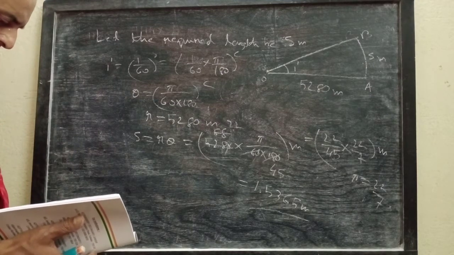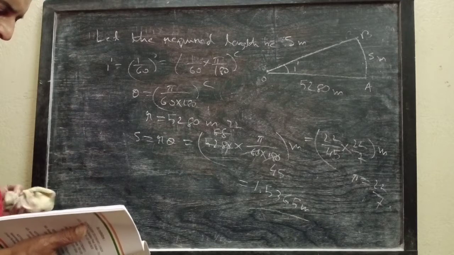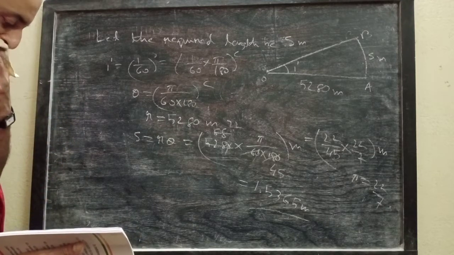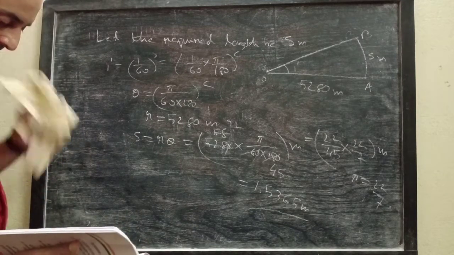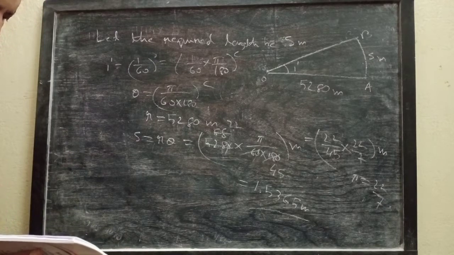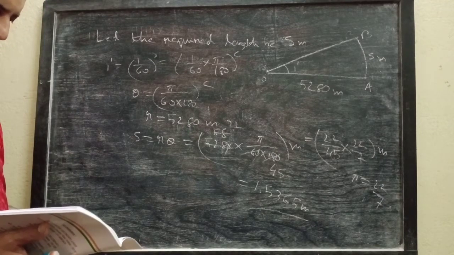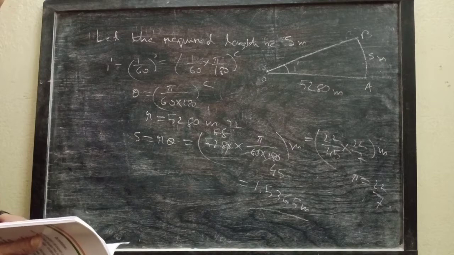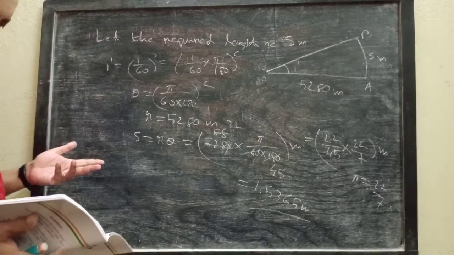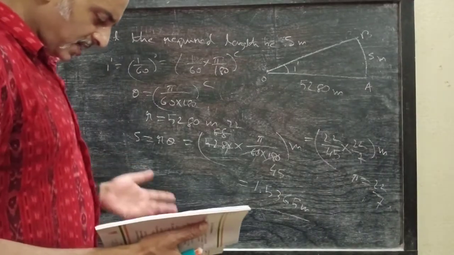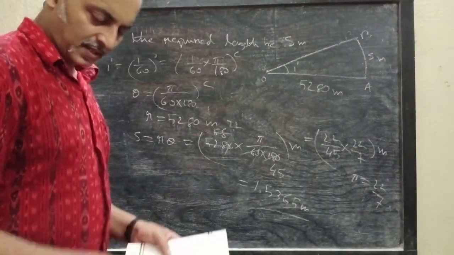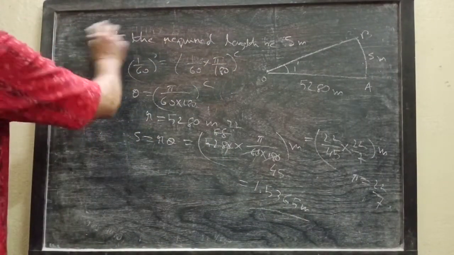A wheel makes 360 revolutions per minute. Through how many radians does it turn in 1 second? It makes 360 revolutions per minute. Through how many radians does it turn in 1 second? Okay.